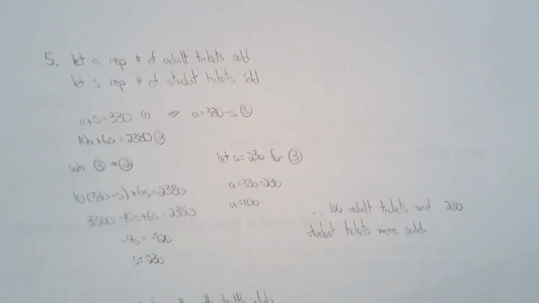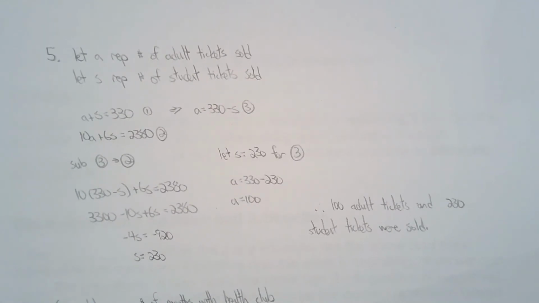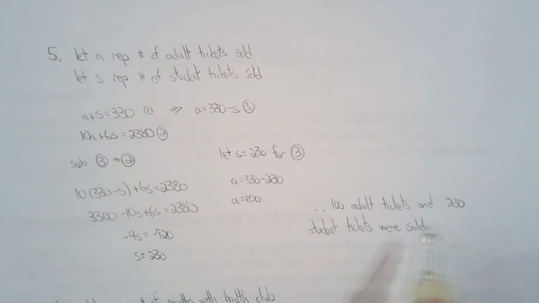Okay. So you end up selling 100 adult tickets and 230 student tickets. And of course you can check, 100 plus 230, that's 330, beautiful. And then if you sell 100 adult tickets, that's going to be $1,000 you collected from the adults. And 230 times 6, that is 1,380. So you collected $1,380 from the students and a total of $1,000 from the adults. And guess what? That's $2,380.